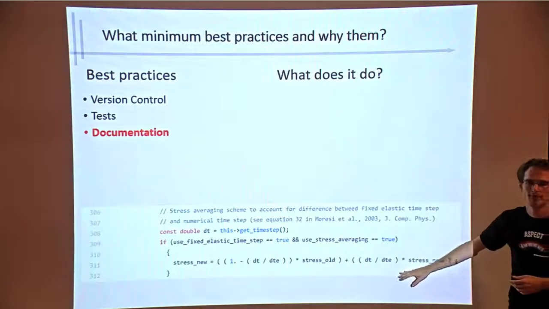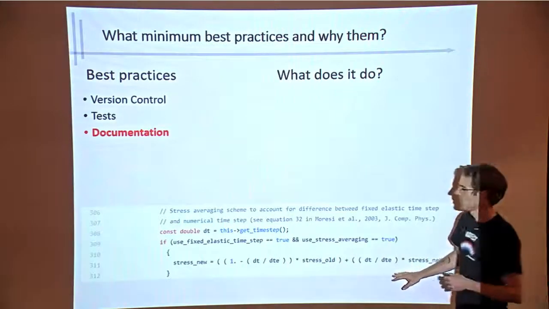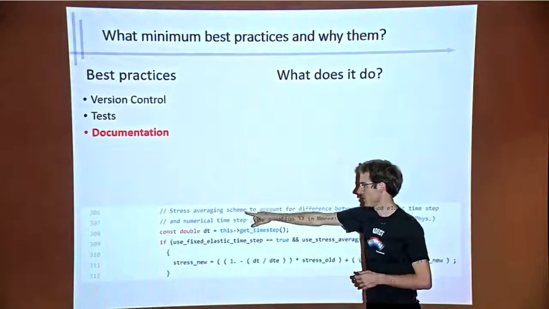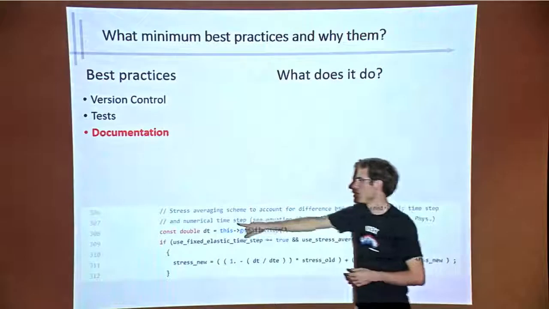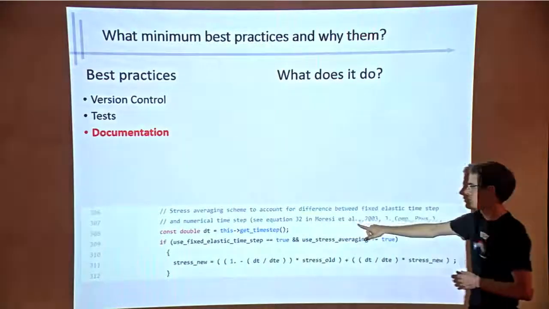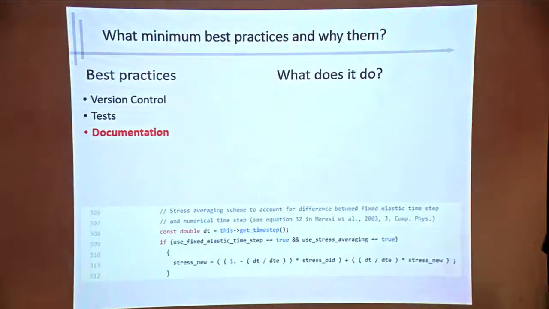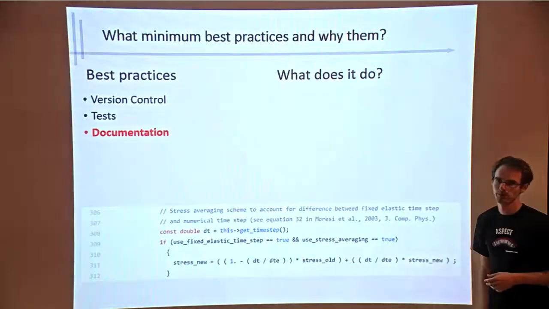You need to know why this is happening. And that's why the comment above says: stress averaging scheme to account for difference between fixed elastic time step and numerical time step. See equation 32 in Moresi et al. 2003. So this helps you if you want to know more about why we do this.